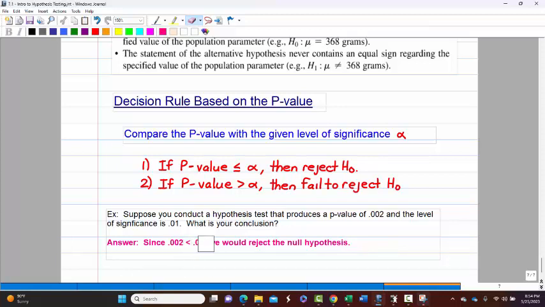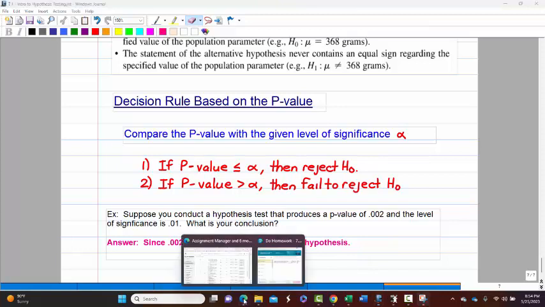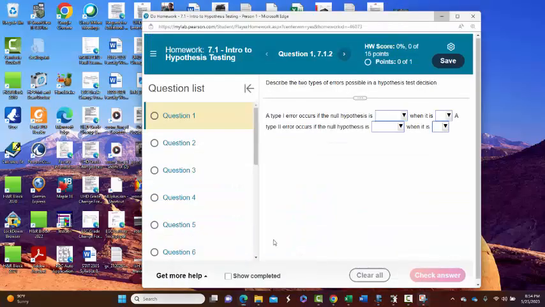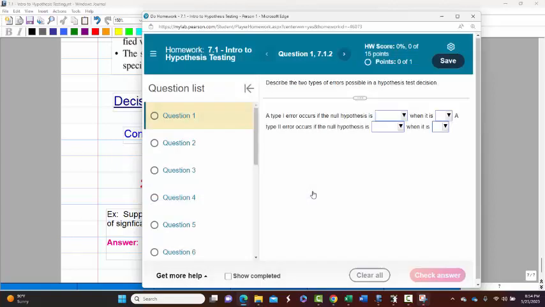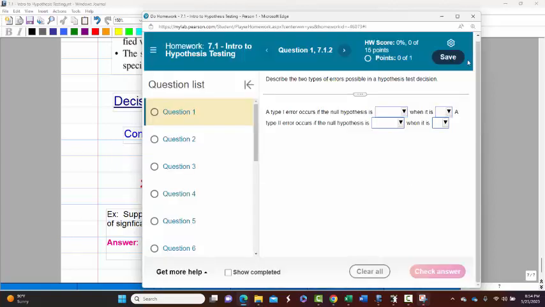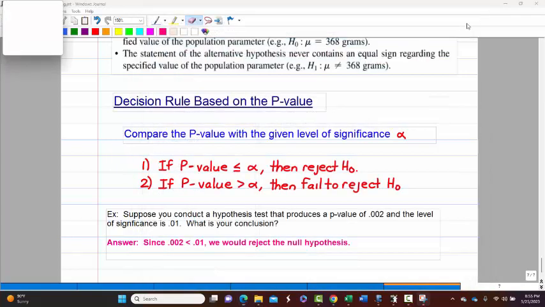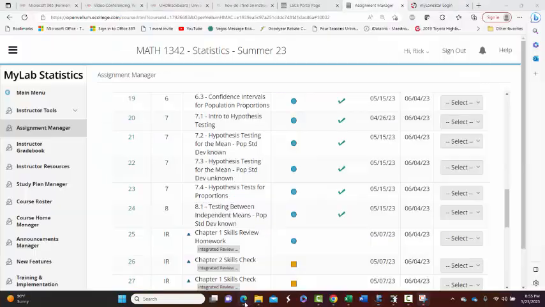All right, so I think that's going to take care of the lecture portion of this. So now it's time for some homework. Bring this right back up.